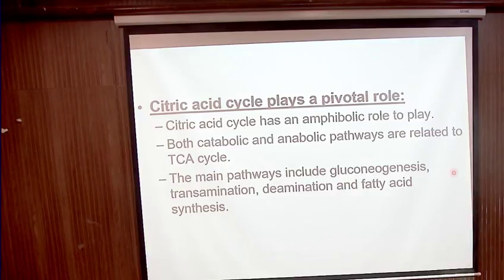No additional steps would be necessary, but we just need to understand which products in this pathway are required for anabolic synthesis of other substances. So the main pathways include gluconeogenesis, the production of new glucose from these intermediates, transamination, deamination, and fatty acid synthesis. So we can directly enter into the fatty acid synthesis mechanism, which will be dealt with next in lipid metabolism, where this pathway can be a starting product.